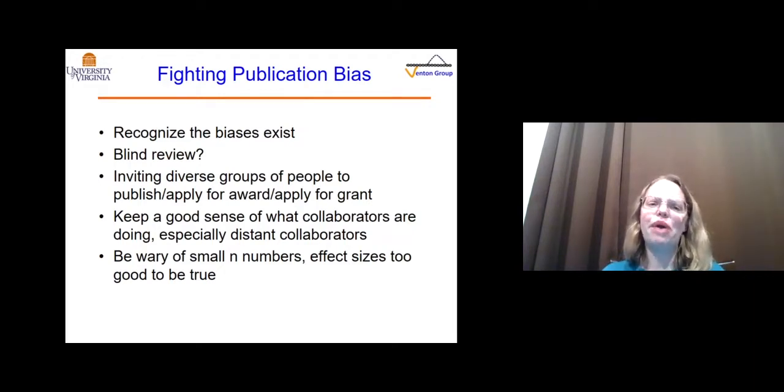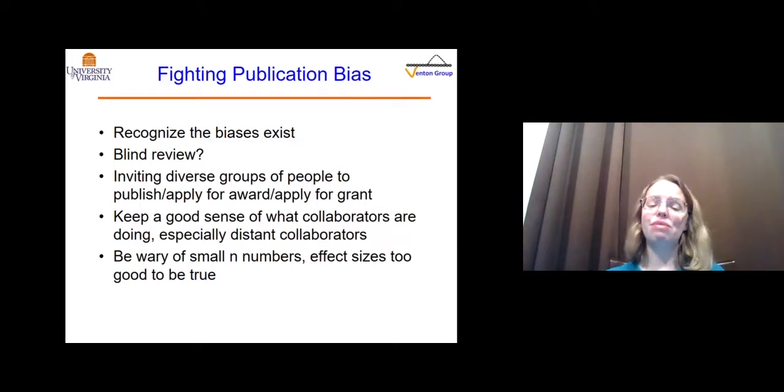But a lot of it's to be proactive, that journals and other people should be inviting diverse groups of people to apply, to publish, apply for awards, and apply for grants. And keeping a good sense of what collaborators are doing, especially distant collaborators. The more you really talk about projects, the more you'll understand.